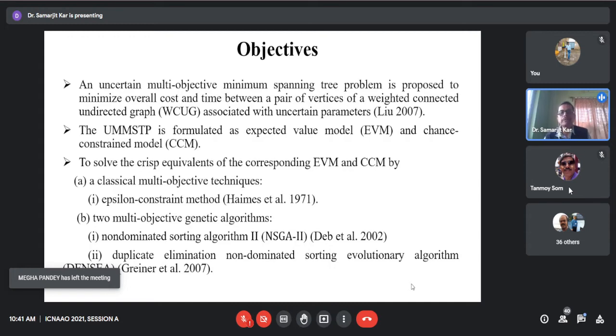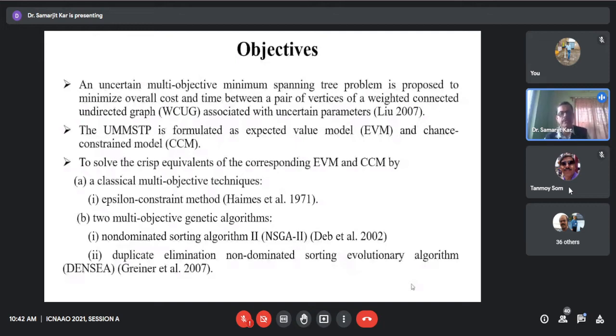Before developing the mathematical model, for solving this uncertainty based multi-objective minimal spanning tree problem, we use two techniques, the expected value model and the chance constraint model, for transforming this uncertainty based model into a deterministic one. Then this deterministic problem has been solved by different approaches.